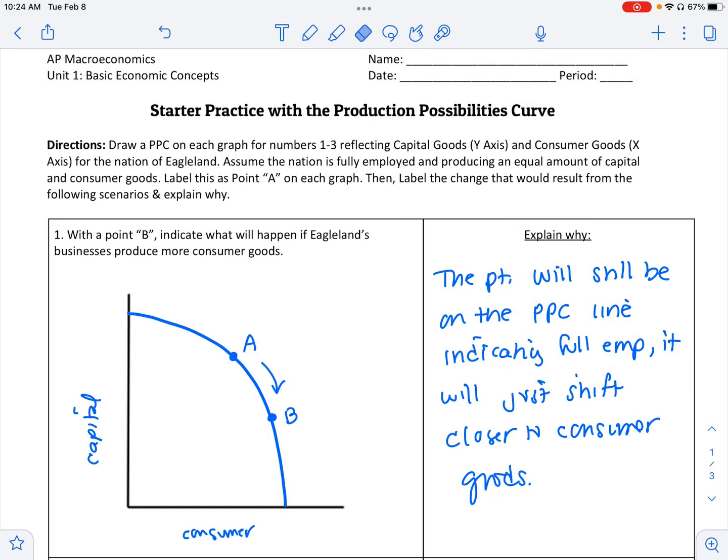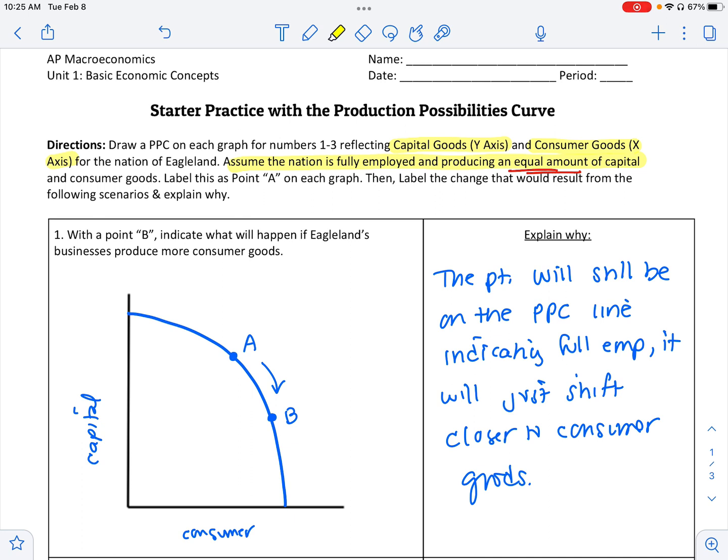Okay, so let's go over starter practice with the production possibilities curve. Just as the directions say, we are going to label the capital goods on the y-axis and the consumer goods on the x. We're going to assume that the nation is fully employed and producing an equal amount of capital and consumer goods. We're going to label that as point A. So for the most part, your point A should be about in the middle of each of your graphs.